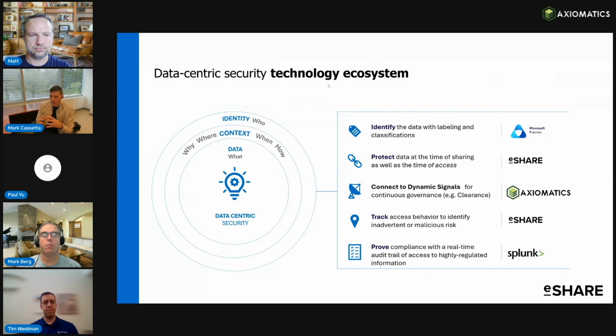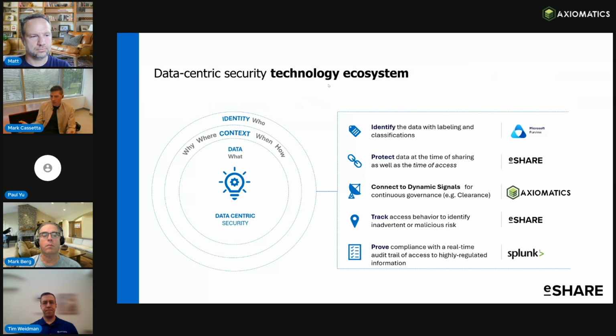And then there's this need to bring signals to the equation, right? Bring that context to the equation, and that's where Axiomatics plays a vital role. And then from a tracking and reporting perspective, eShare, as we'll talk about, can provide a level of tracking and analytics that gives you insights into who, what, when, where, and why data has been accessed.